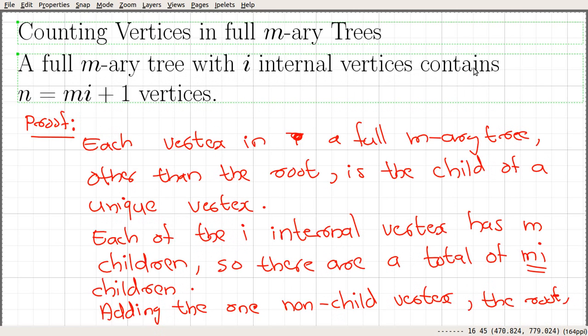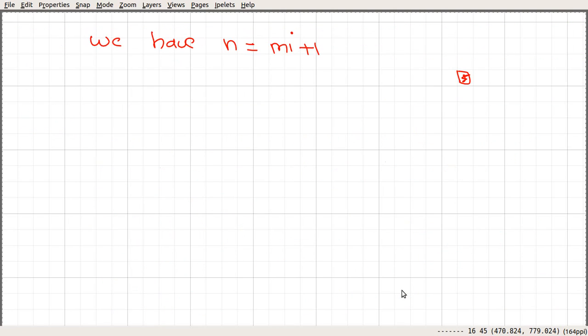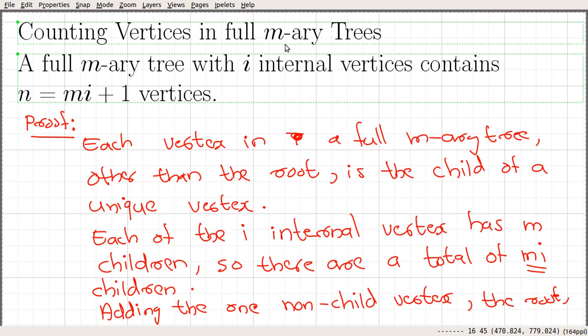So here each vertex in a full m-ary tree other than the root is the child of a unique vertex. And each of the internal vertices has m children, so we have a total of mi children. It does not include the root node. Adding the one non-child vertex, the root, we get the result n equal to mi plus 1. So this statement is true for any full m-ary tree.